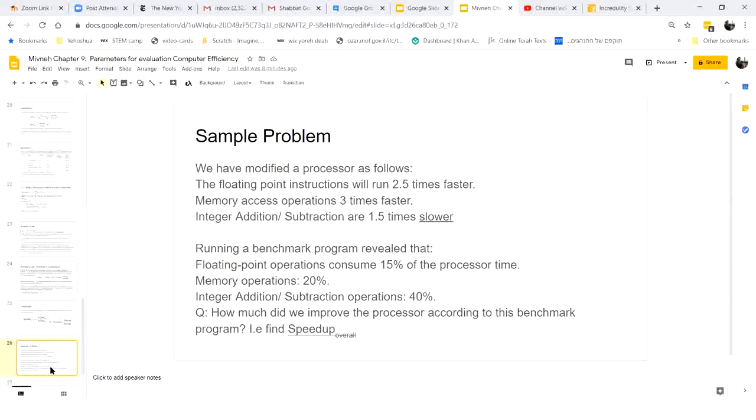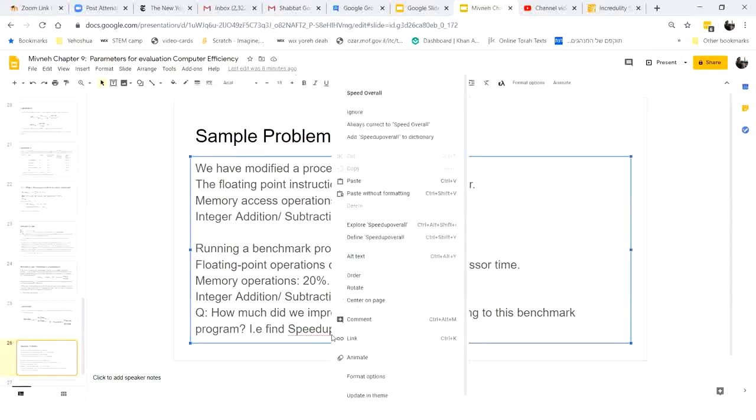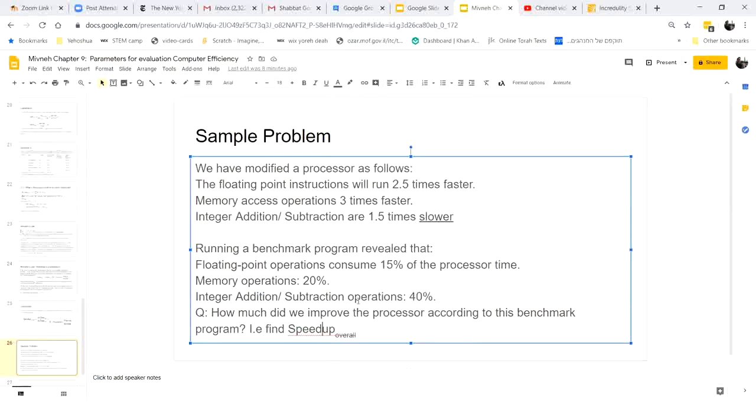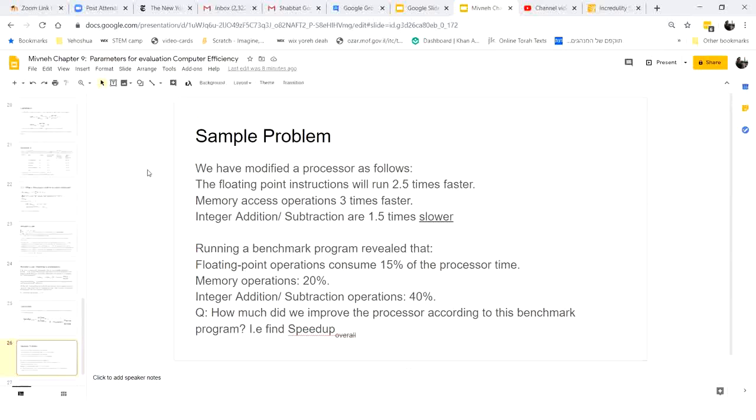Sample problem. Okay, so here we're going to try to use our equation to actually solve, I don't know, a test question. We have a modified process as follows. In this example, we're not going to talk about having a new processor, but we're going to talk about certain types of instructions. Let's say we have a new processor.